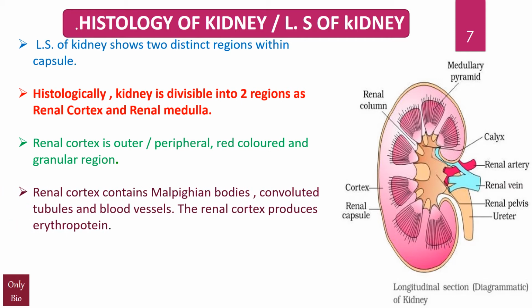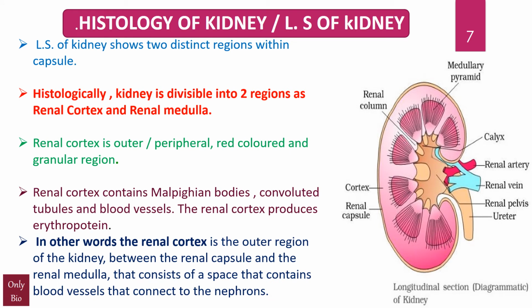Renal cortex contains the Malpighian bodies, the convoluted tubules. Convoluted is nothing but the coiled tubules and the blood vessels. The renal cortex produces erythropoietin. Again, a very important point. Friends, erythropoietin is a hormone that helps in the production of erythrocytes, that is RBCs.